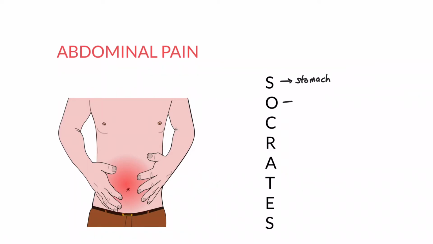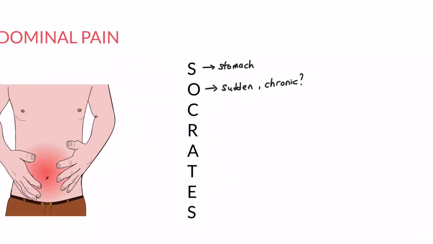Onset. Now you want to know if this abdominal pain was sudden. Obviously, if it is sudden, you will be more cautious. Is it a chronic type of abdominal pain, or is it a gradual type of pain? So gradual onset. It's very important you know exactly where you want to classify this type of pain.